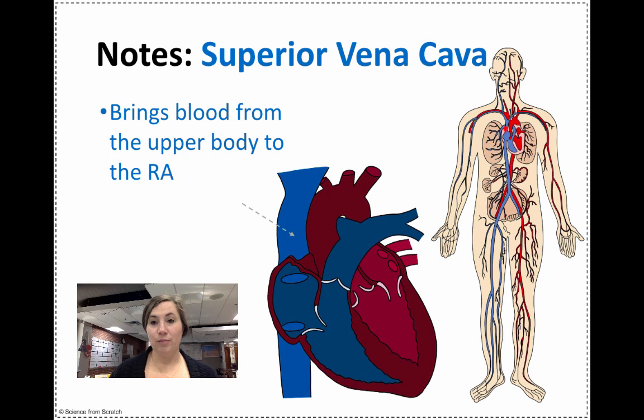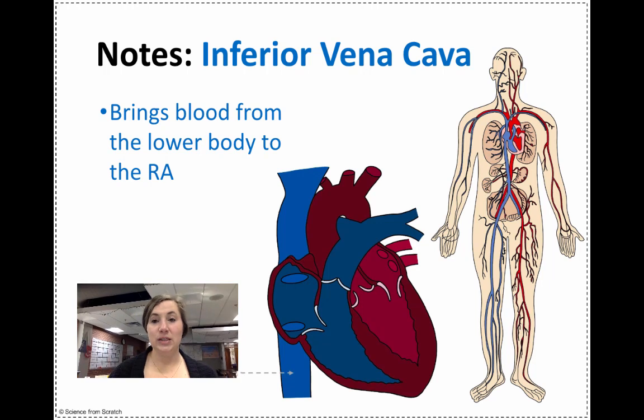You can see eventually it branches. They come into this one vessel, but it's bringing all the blood from the upper body to the right atrium. The inferior vena cava does the same, but just for the lower body. So here's our inferior vena cava coming to the right atrium. So the right atrium is collecting that deoxygenated blood, which is why it is blue. You can also color coordinate your notes with blue and red. We're going to switch when we get to oxygenated blood.